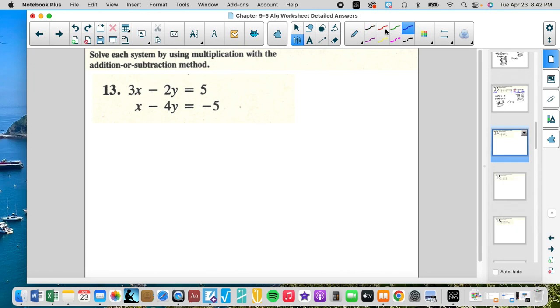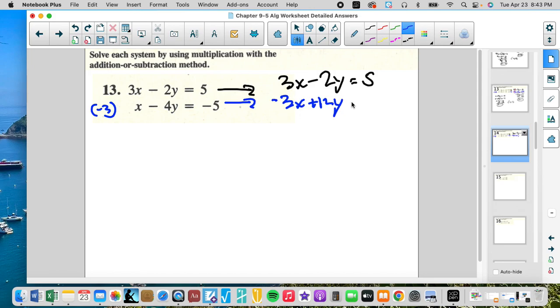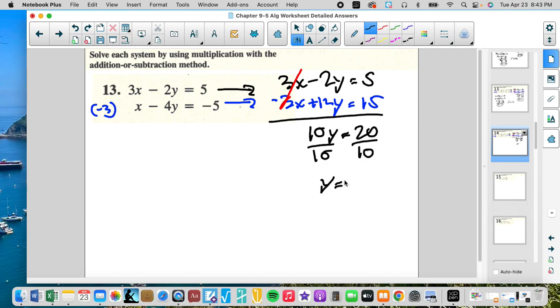I'm going to multiply the bottom by negative 3. I feel like I've done this problem before. 3x minus 2y equals 5. This is negative 3x plus 12y equals positive 15. The x's cancel. 10y equals 20. Divide by 10. y equals 2.